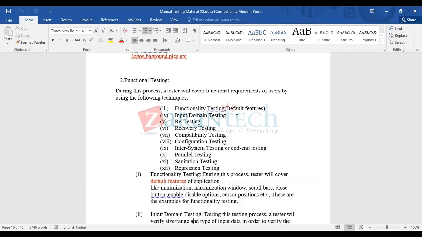In compatibility, we check whether my application supports a single environment. At least my application supports a single operating system with a single browser. You got my point? That is compatibility.